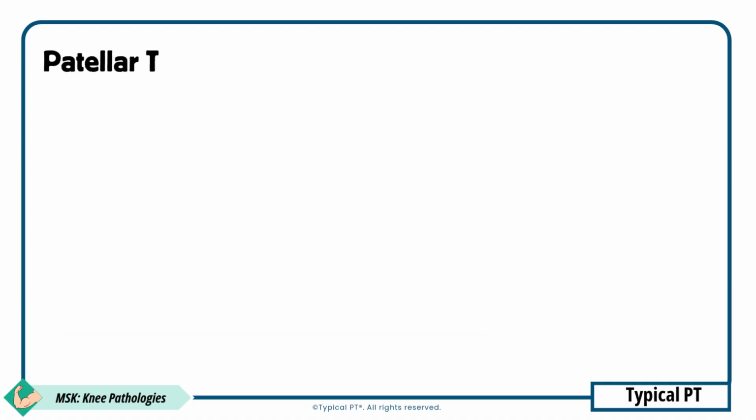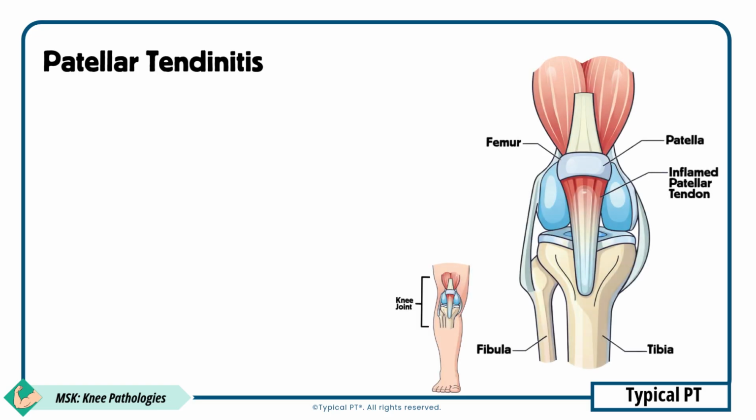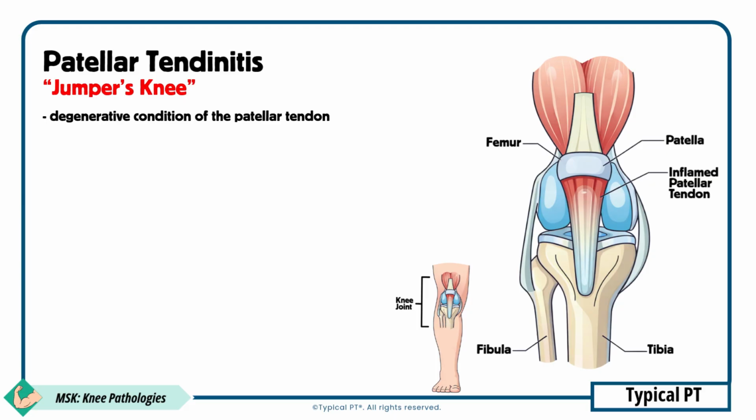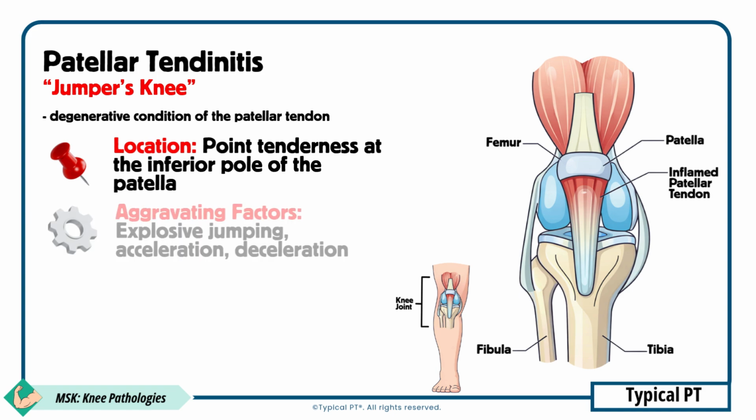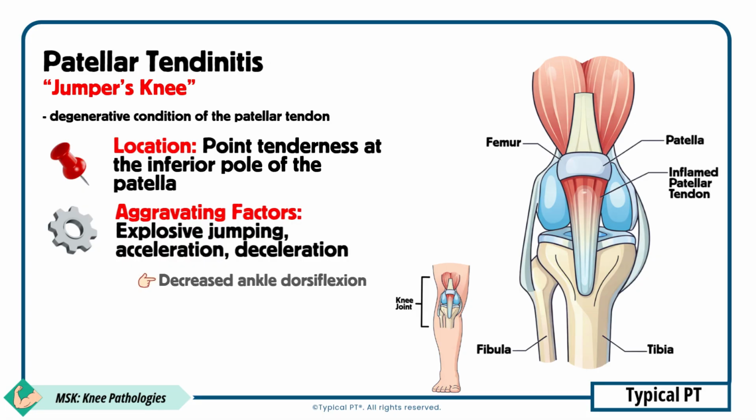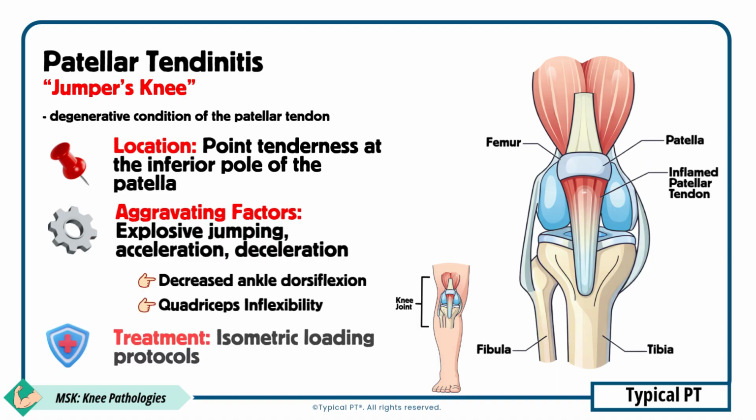Let's cover patellar tendinitis. Patellar tendinitis, commonly called jumper's knee, is a degenerative condition of the patellar tendon. Patients have point tenderness at the inferior pole of the patella where the tendon attaches. It's aggravated by explosive movements like jumping, acceleration, and deceleration. Typically, you'll find that patients have decreased ankle dorsiflexion and quadriceps inflexibility. Treatment emphasizes isometric loading protocols, which have strong evidence for tendon healing. Perform exercises like wall squats.